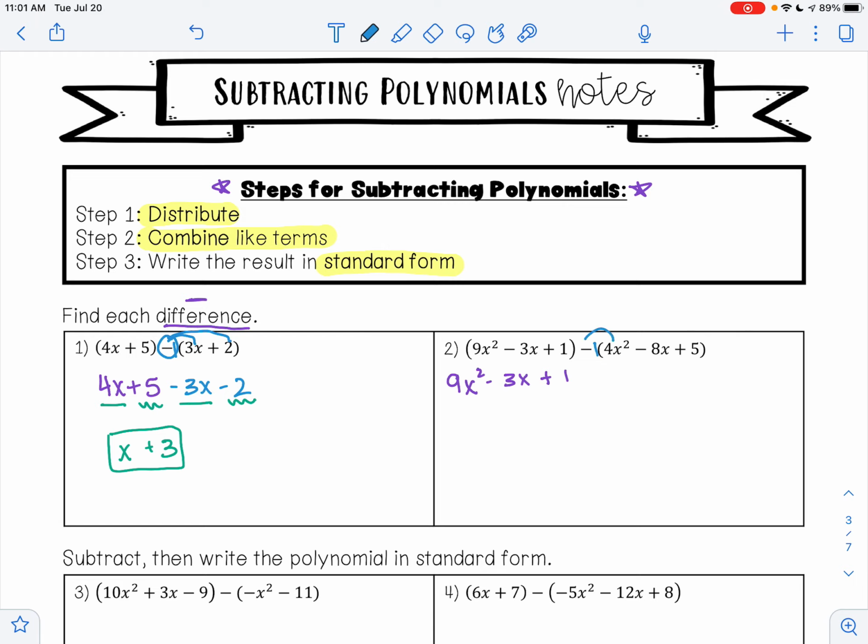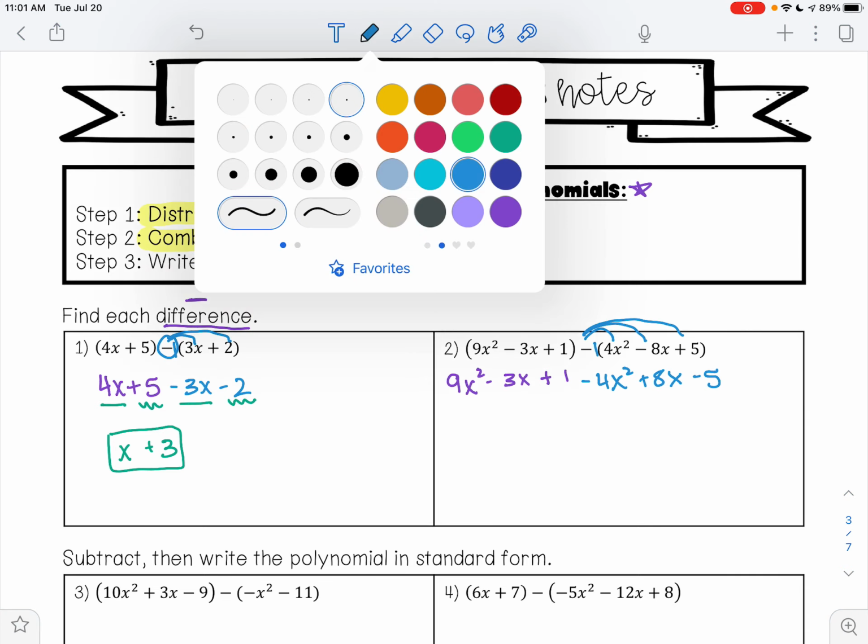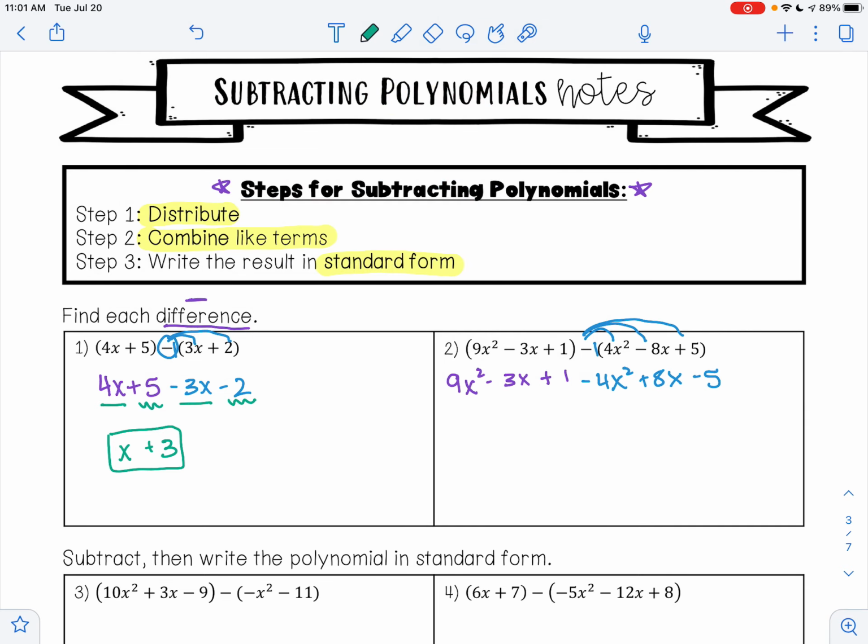-1 times 4x squared is -4x squared. -1 times -8x is positive 8x. And -1 times 5 is -5. Now that I have distributed the negative, I can go ahead and combine like terms.